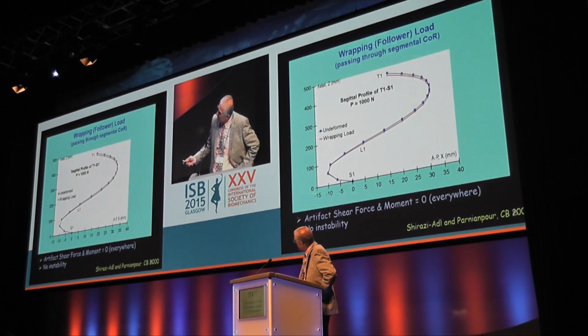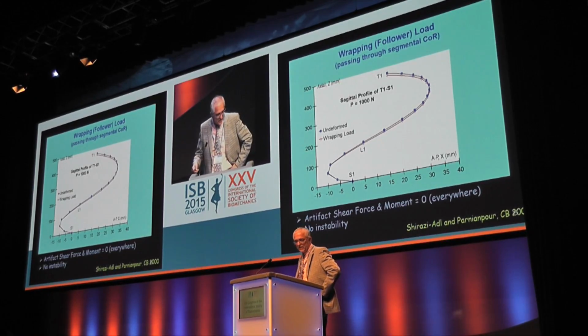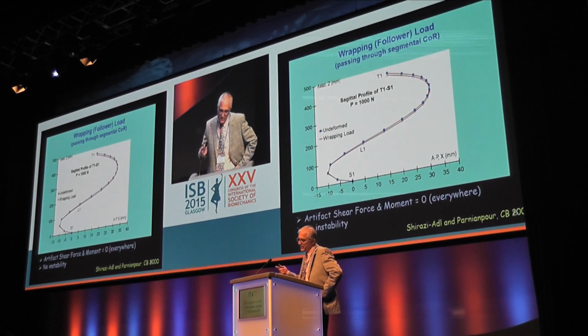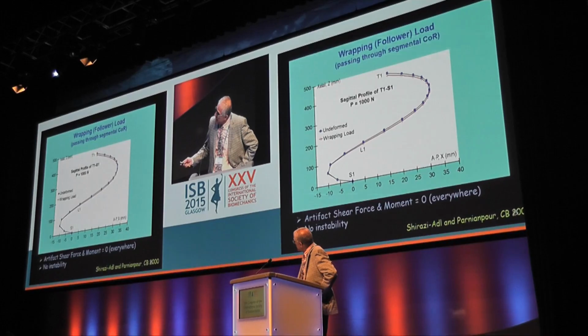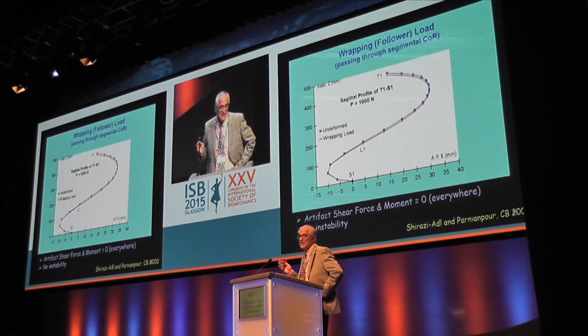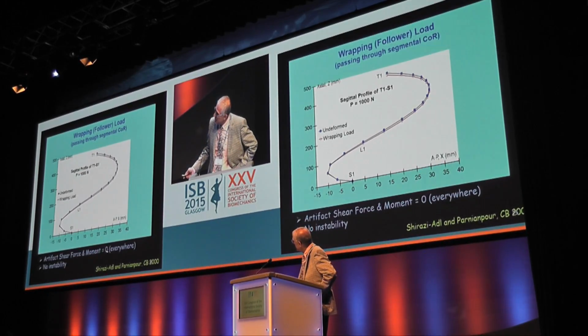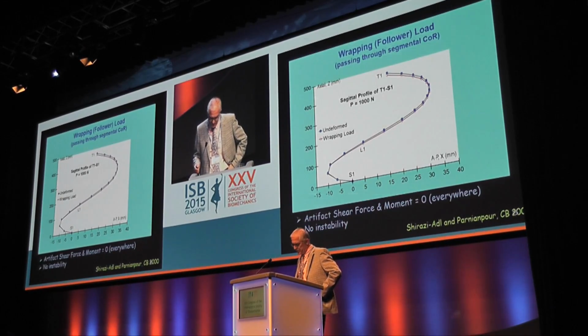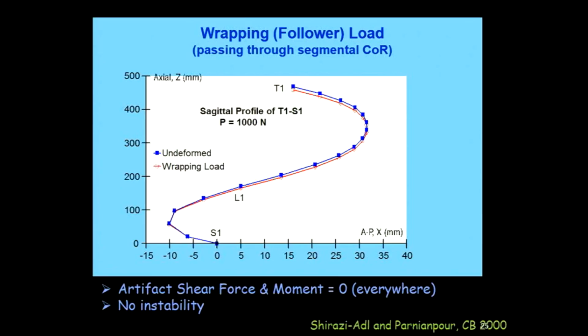In 2000, using a contact algorithm, I developed a wrapping element which wraps around some predefined edges. When you define the edges, you can wrap them around the entire T1-S1, going all the way, following the curvature during the deformation. Then with that type of loading, you can go as much as you want as far as the strengths of the tissues are concerned. Here, 1,000 Newton is applied with zero shear force artifacts and moments, no instability. There is a bit of deformation, which is natural due to the axial compression of the joint. The joints are purely under compression.